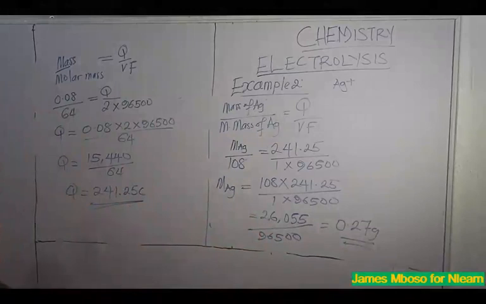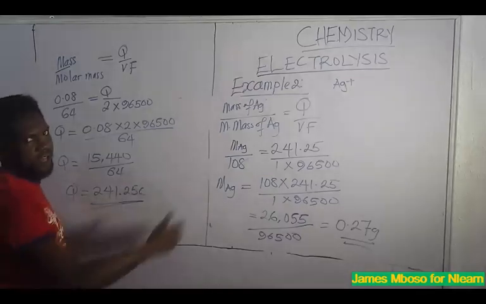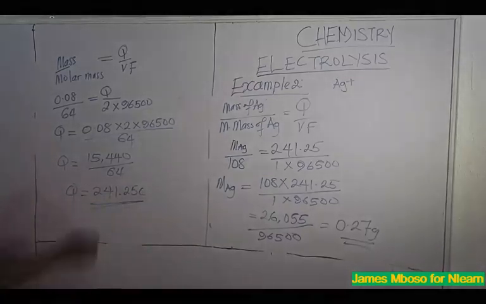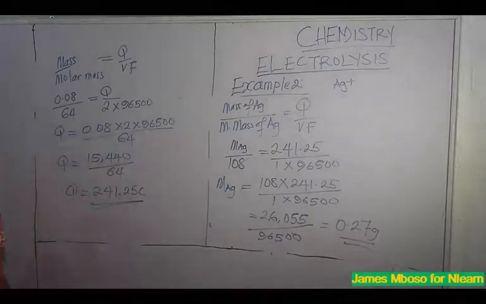Now, from the question given, we must first of all calculate the quantity of electricity. Because if we don't know the quantity, we will not be able to solve for the mass of silver in the question. So, we know the mass of copper as 0.08, and we know the molar mass of copper as 64. Be very, very careful when multiplying because of these zero digits, and your places of decimal is of paramount importance.